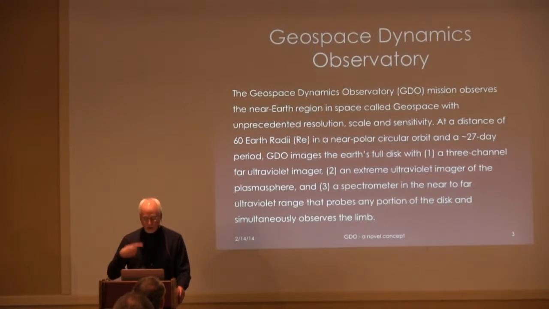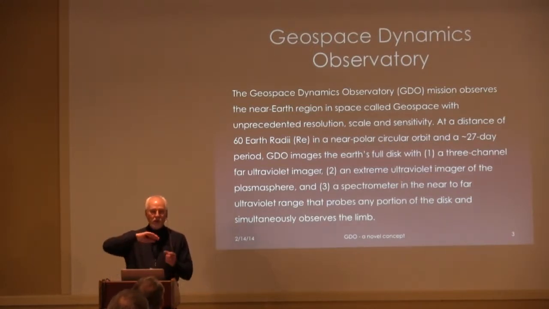circular orbit. Basically, it would have a 27-day period. So as you are orbiting the Earth, you would be looking down from a rather great distance, but imaging the full disk at the same time with incredible spatial and temporal resolution.